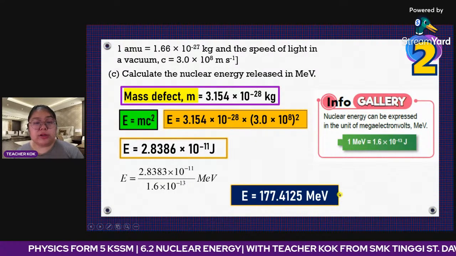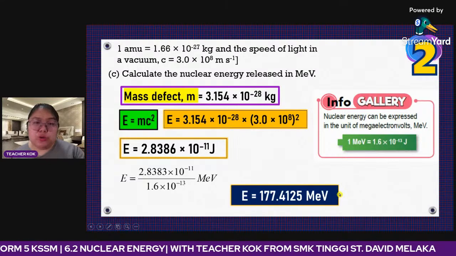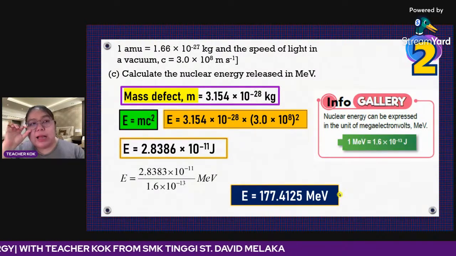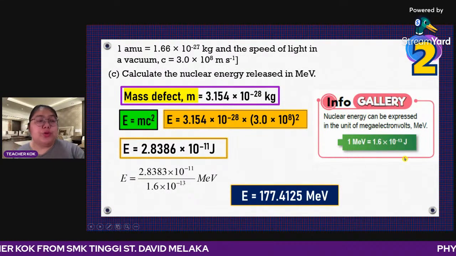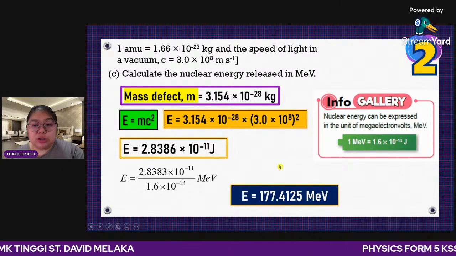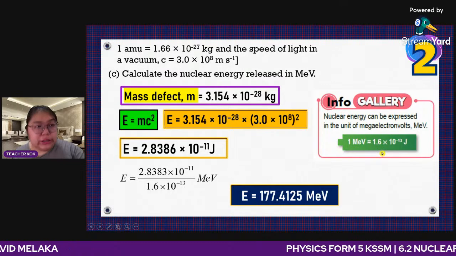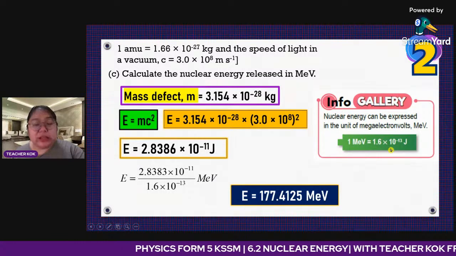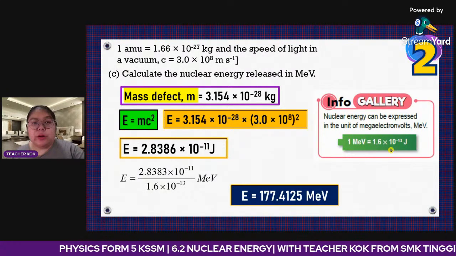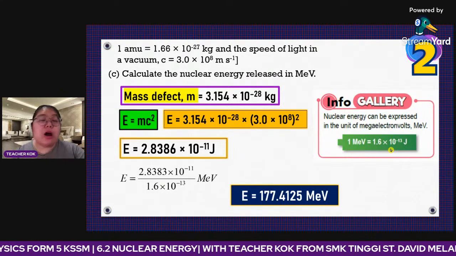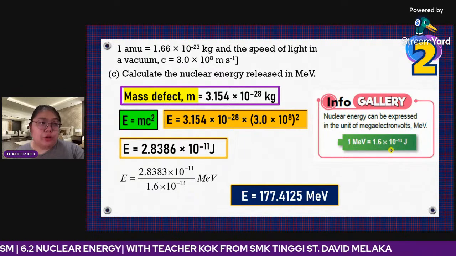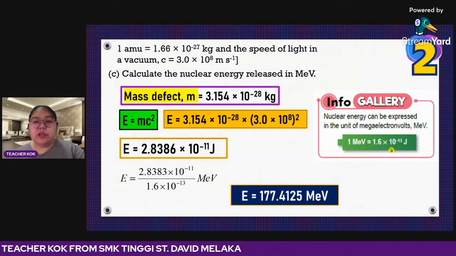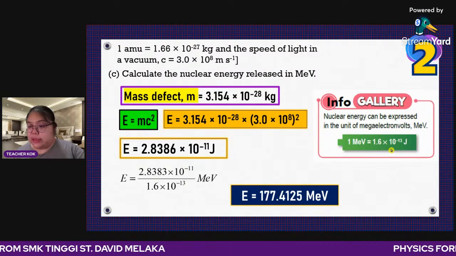So this is one extra piece of work you need to do. If they want you to calculate the nuclear energy in mega electron volt, you need to convert from joule by dividing by 1.6 times 10 to the power of negative 13 joule. This is an extra step you need to do for this question. Now we go to the next part, that's number 3.